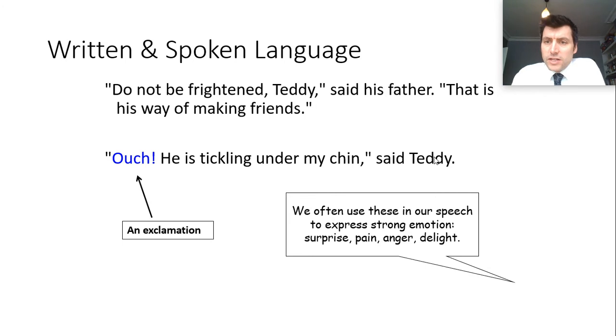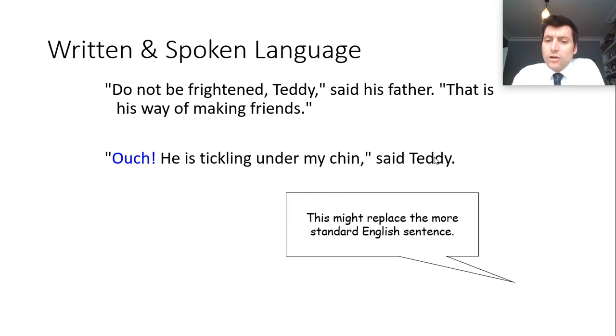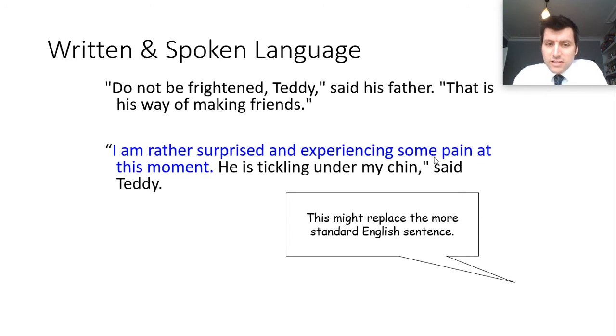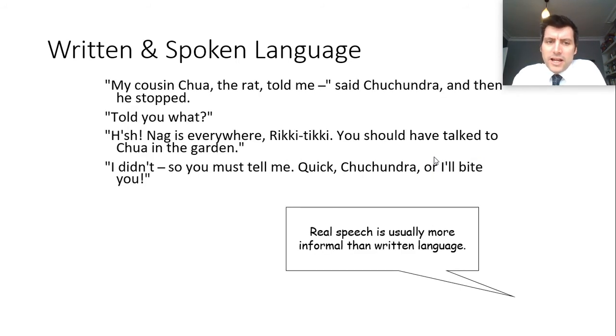Our speech shows sometimes this emotion: surprise, pain, anger, delight, all these different emotions we must show within our speech. Okay, so we tend not to use standard or formal English language sometimes in direct speech. Sometimes the rules of accepted language are different when we're using spoken language. So rather than "ouch," a more formal word combination would be, "I am rather surprised and experiencing some pain at this moment," which doesn't sound like something that anybody really, maybe apart from a silly teacher, would say. So think about that when you're putting your piece of writing together: more informal language.